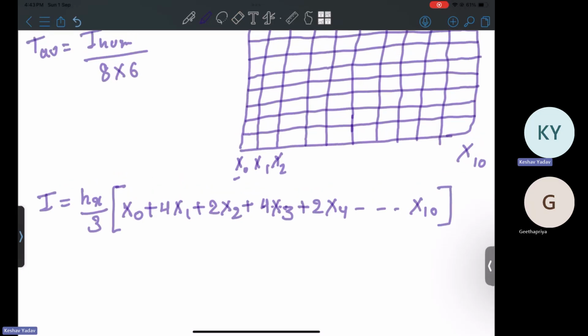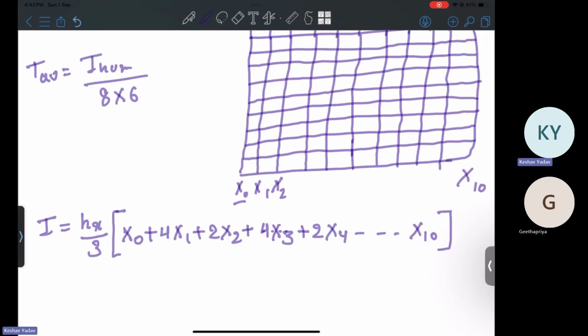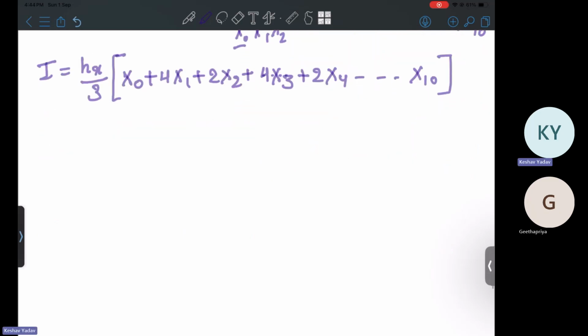This capital X is what? Integration along the vertical direction. Okay, so if I write x0, I will have hx by 3. All these terms will have hy by 3, so simply I take hy by 3 as common.